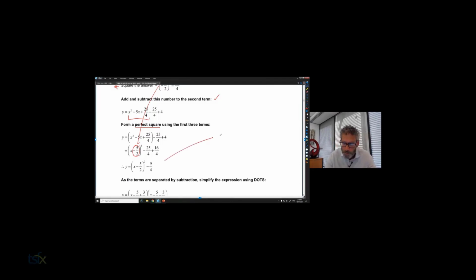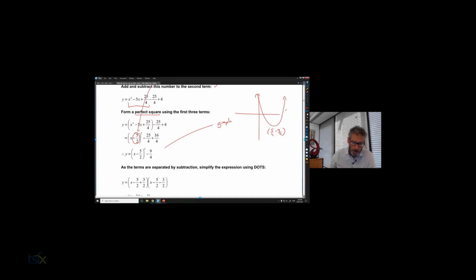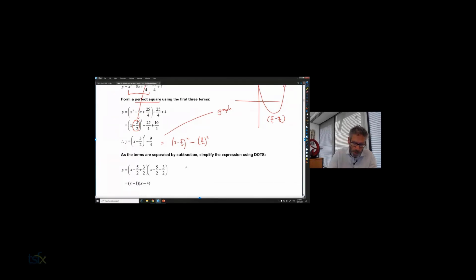So this is the one when we were graphing. If I was going to graph this, and I'm sure you've done some parabolas, I get a turning point over here. That thing would turn at 5 on 2, -9 on 4. So that's one of the reasons we complete the square: to get the turning point of a parabola. But in this case, we can go further, because this is a difference of two squares question. This is x take 5 on 2 all squared minus 3 over 2 all squared. 9 on 4 is 3 on 2 all squared. That means we can do difference of two squares. Here it is: A plus B, A take B, and there's our final answer.